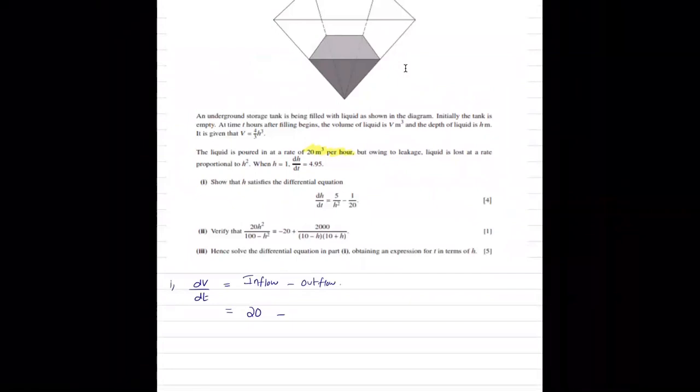It says that the liquid is lost at a rate proportional to H square. Sorry? Yeah, so this is the part that I didn't understand. Is it H square, or what do we have to do to make it proportional? The rate at which the liquid is lost is proportional to H square. So if I remove the proportionality sign, that is going to be k times H square.